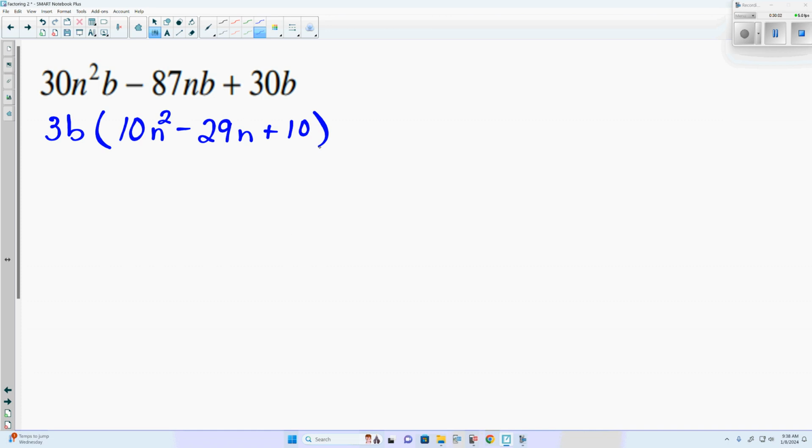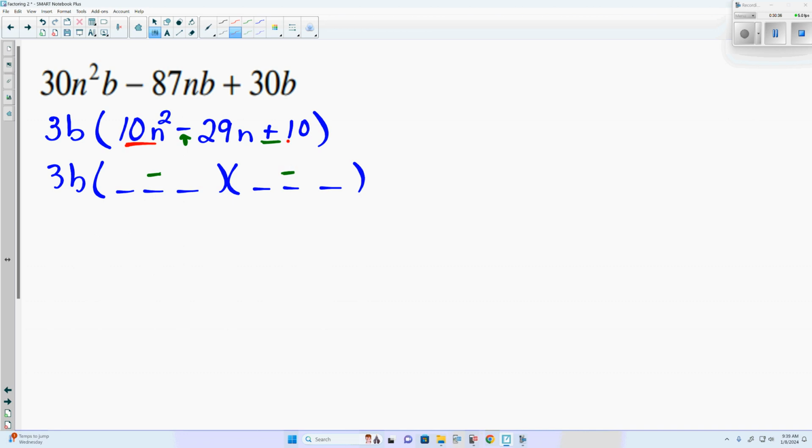So, two sets of parentheses with three spaces. If the third term is positive, the signs are the same and match the sign of the middle term. If the third term is negative, our signs are opposite. Here the third term is positive, so the signs are the same and match the sign of our middle term. So negative and negative.